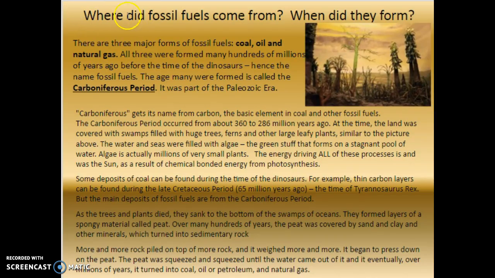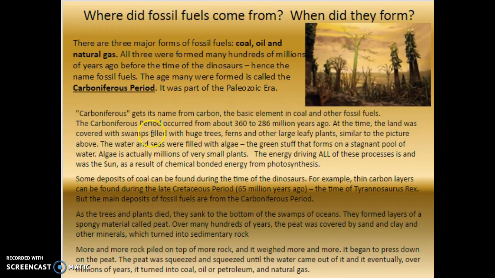So here we'll start talking about where did fossil fuels come from and when did they form? Well, the three major fuels that we'll be focusing on are coal, oil, and natural gas, and all three formed many hundreds of millions of years ago, before the time of dinosaurs, hence the name fossil fuels. The age when many, I would even say most, were formed was during the Carboniferous period, and Earth would have looked a lot different than it does today. This was part of the Paleozoic era. Carboniferous gets its name from carbon, the basic element in coal and other fossil fuels. The Carboniferous period occurred from about 360 to 286 million years ago.